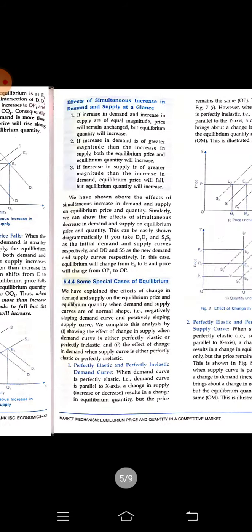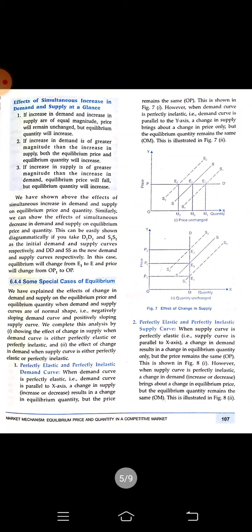Okay, so there are some special cases in equilibrium where the supply curve or demand curve is going to be perfectly elastic or perfectly inelastic. The first figure drawn here is about the price. Price remains unchanged. Here it is showing us the perfectly elastic case, and the second diagram denotes the demand, where we are getting the inelastic demand curve. So, perfectly elastic and perfectly inelastic demand curves.